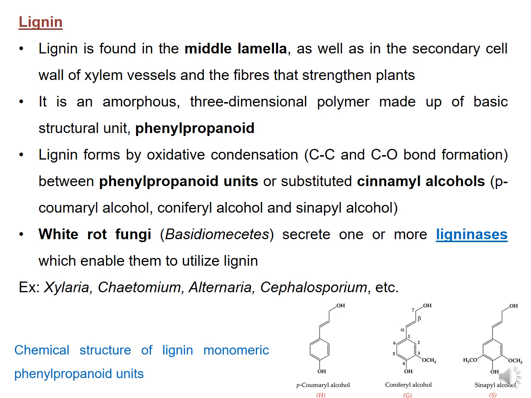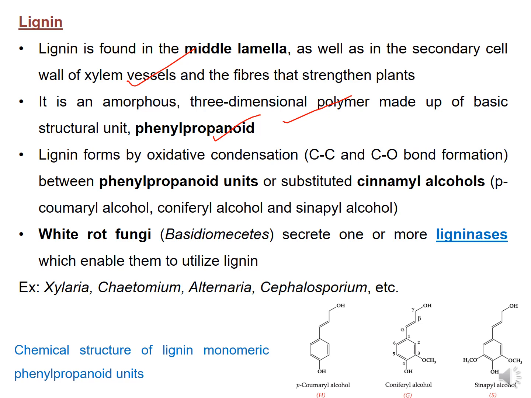Then after hemicellulose, we will learn about the lignin. Lignin is a very important part of the middle lamella because it will give strength to the cell wall. Lignin is found in the middle lamella as well as in the secondary cell wall of xylem vessels and fibers that strengthen the plants. It is an amorphous, three-dimensional polymer which is made up of the basic structural unit phenylpropanoid.